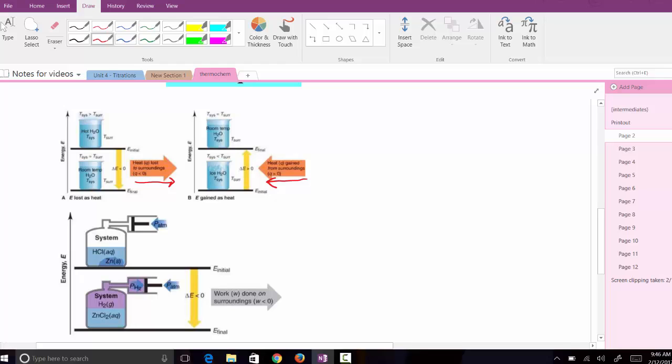However, here, if I have a reaction in this container that has a cylinder with a piston on it, as our reaction occurs and it's generating hydrogen gas, we get a pressure that then forces that piston outward. So this would be an example of work that would be negative because it's work done by the system. It's pushing against the surroundings.